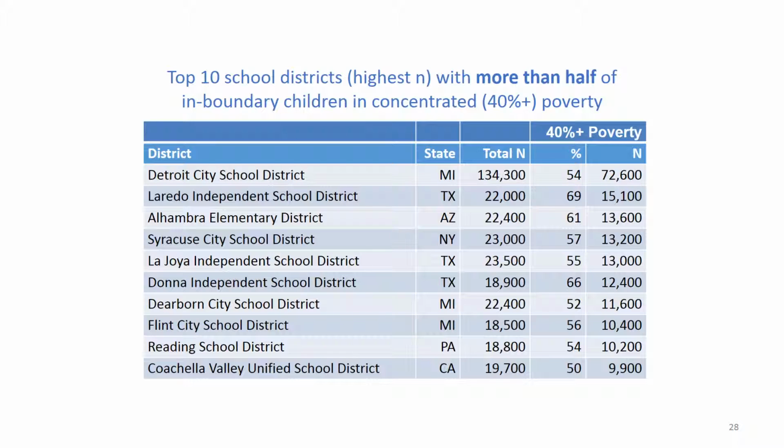So on this list, like Detroit, we see 4 additional Rust Belt cities that were former centers of manufacturing. We see Syracuse and Dearborn, Flint, and Reading. We see 3 border cities in Texas, as well as 2 mainly Hispanic communities.